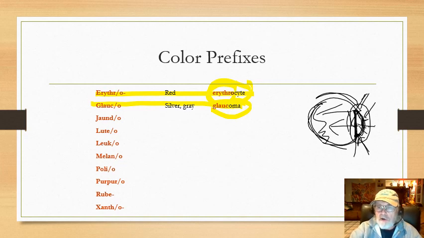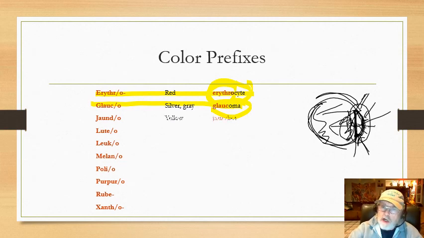But basically glaucoma is a problem here. And sometimes people actually get a little bit of a cloudiness. It's not a cataract. Cataracts occur because of a cloudiness of the lens back in here. But in here, sometimes they get sort of a misty appearance, which is basically where they get the word glaucoma, because glaucoma means silver or gray.